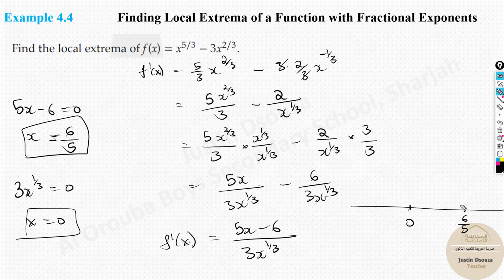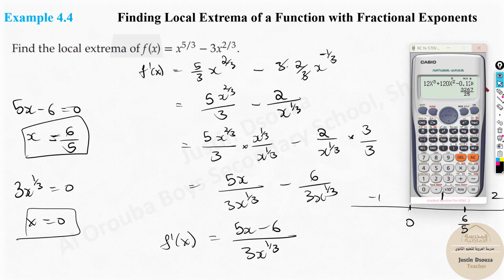Now, what are the check values? Let's take -1 over here. We can take 1 over here. We can take 2. Why? Because 1 is less than 6/5. 6/5 means 1.2. Okay. If you're not understanding that, just use the calculator and check.